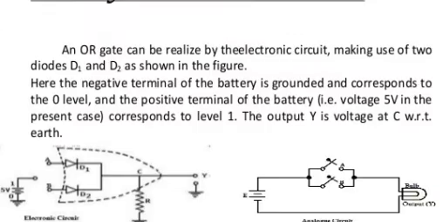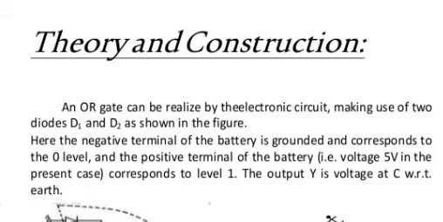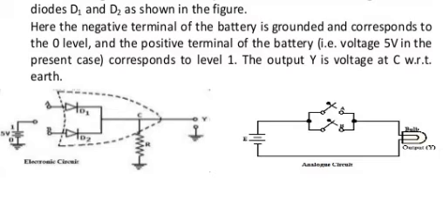So here, if any one of the inputs, if your switch A is closed, then your bulb will be on. If B is closed, then also the bulb will be on. If neither A nor B is closed, then the bulb will not be on. दोनों में से कोई एक ऑन हो जाए, A या B, then also your bulb will glow. So in the same way an OR gate works.